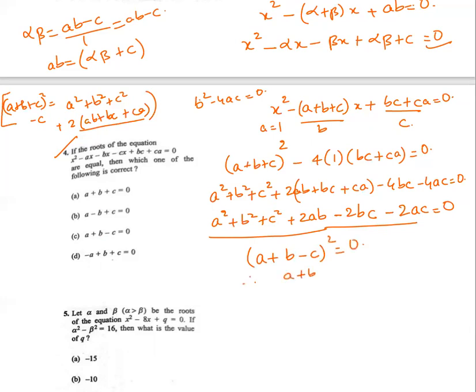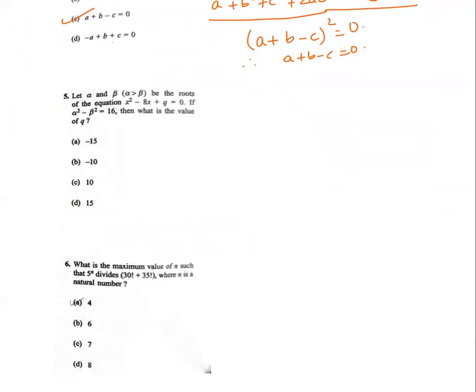Therefore, a plus b minus c equals 0. Therefore, option C is correct. Moving on to the next one.